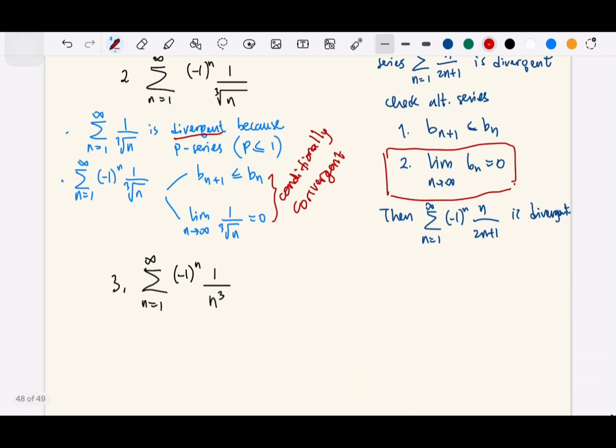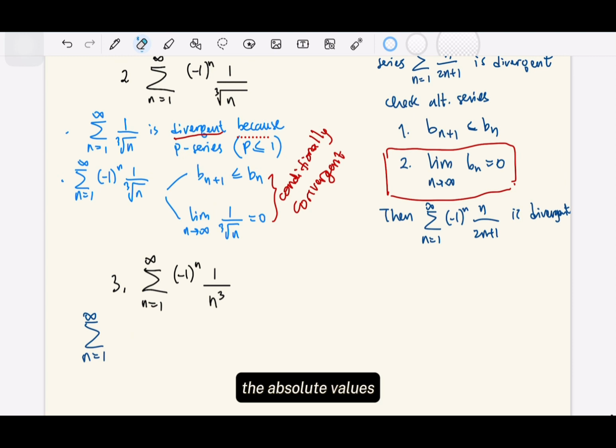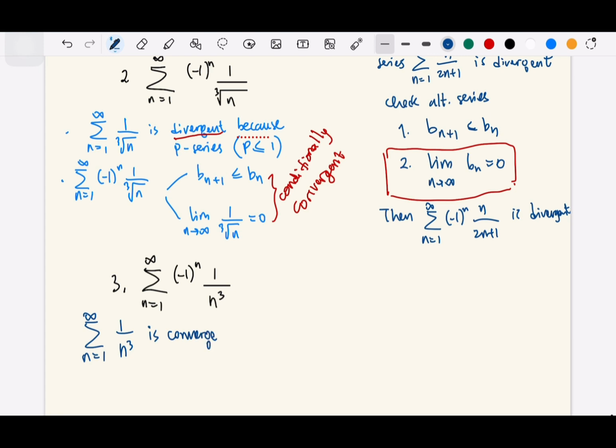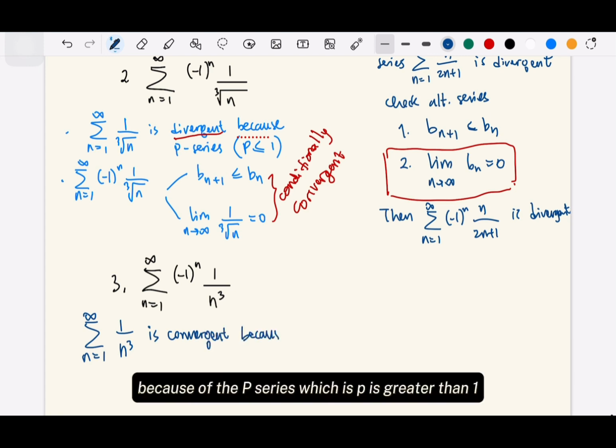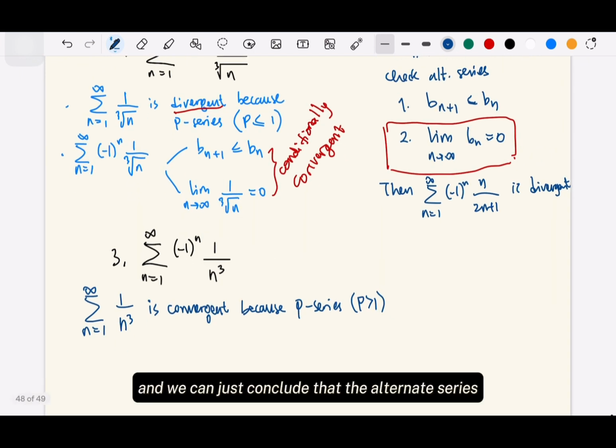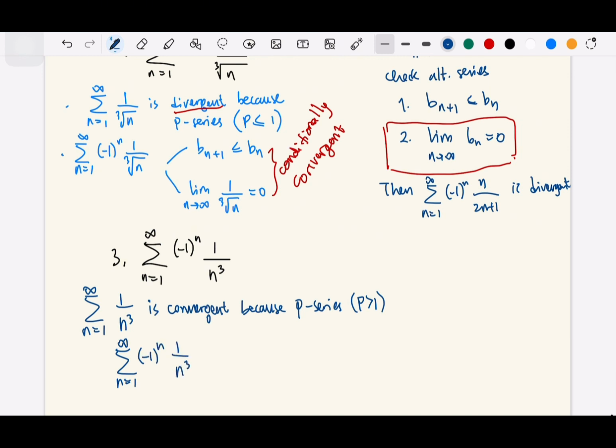Okay. The last part is taking the absolute values, and we say this is convergent because of the P series, where P is greater than 1. And we can just conclude that the alternate series is absolutely convergent.